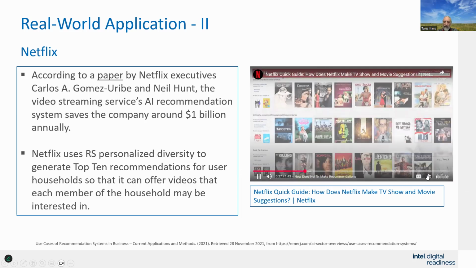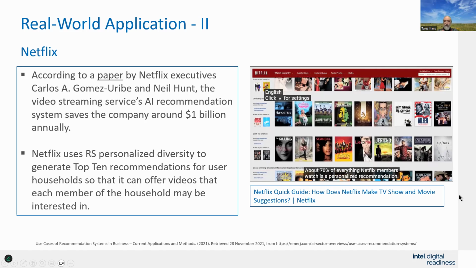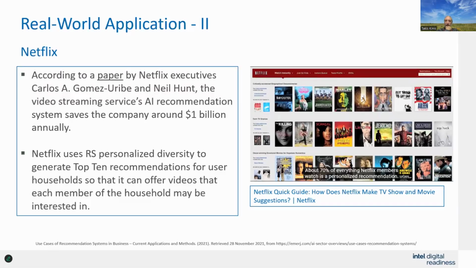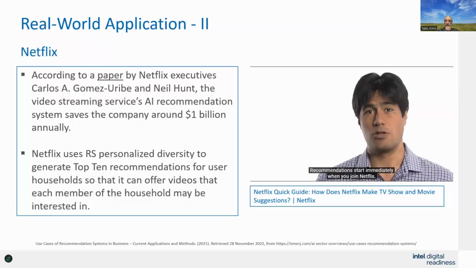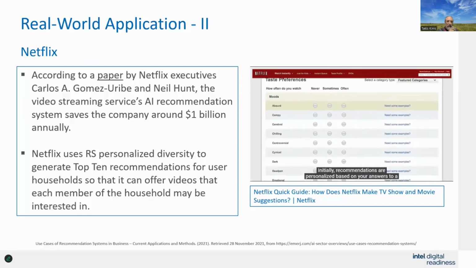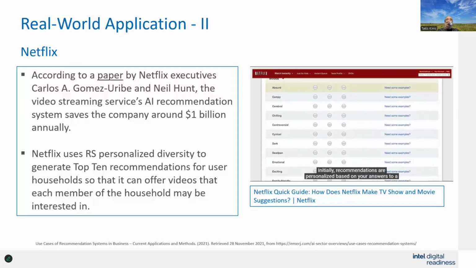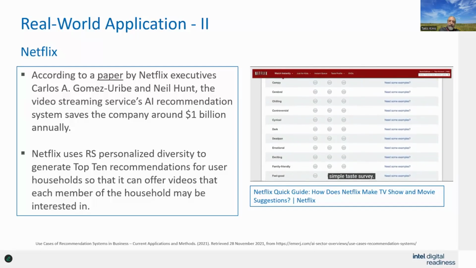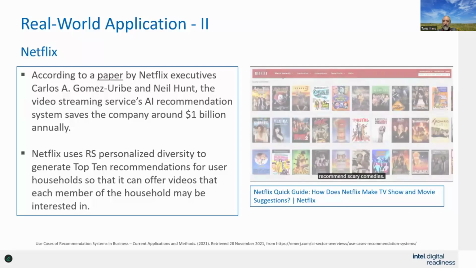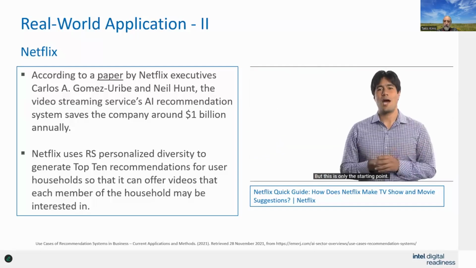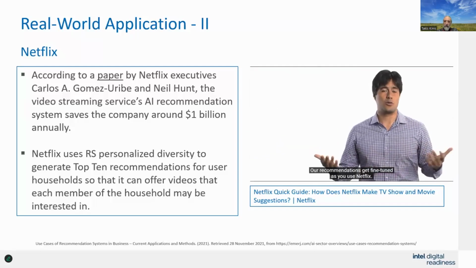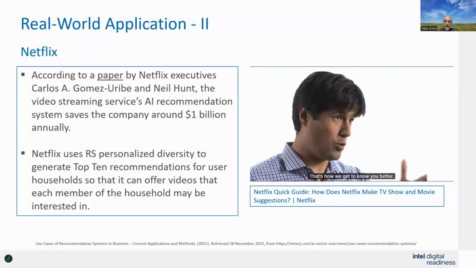Work very well. About 70% of everything Netflix members watch is a personalized recommendation. Recommendations start immediately when you join Netflix. Initially, recommendations are personalized based on your answers to a simple taste survey. If you told us you love comedies and horror, we might recommend scary comedies, but this is only the starting point. Our recommendations get fine-tuned as you use Netflix. That's how we get to know you better.